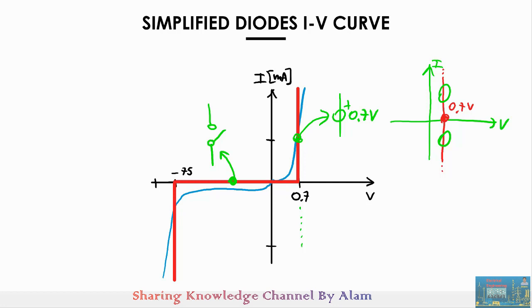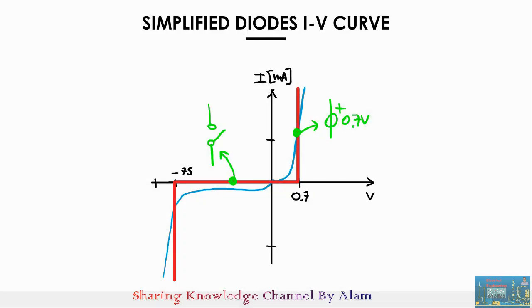Another interesting thing that is worth highlighting is that the simplified model of the IV curve does not allow for any voltage across the diode that is either higher than 0.7 or lower than minus 75 volt. As you can see, there is no corresponding point in the curve for any voltage higher than 0.7 or lower than minus 75. This is an oversimplification because, as you can see, the real IV curve keeps going for higher voltages and for lower voltages, but this simplified model is good for most applications.